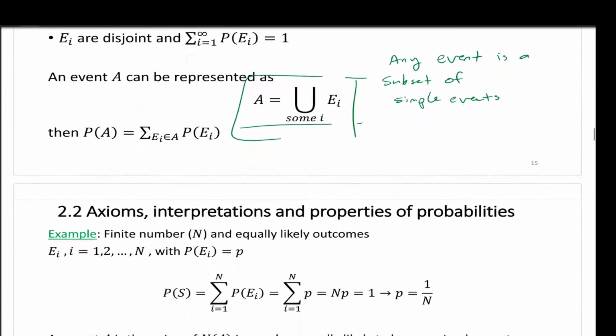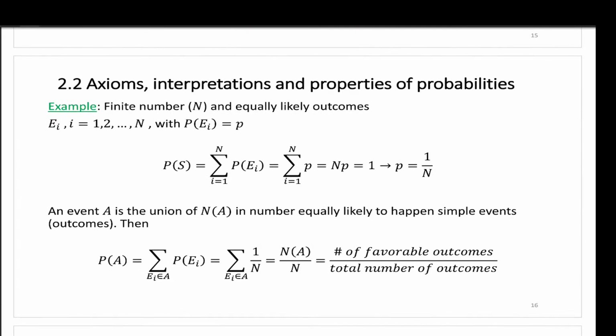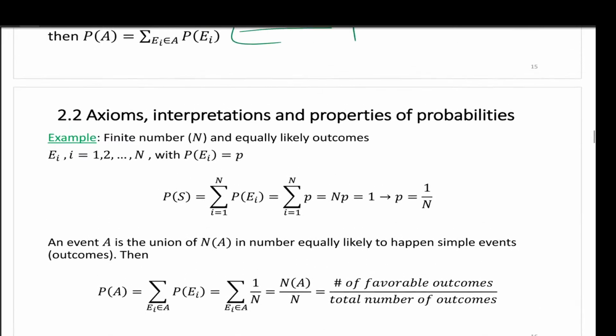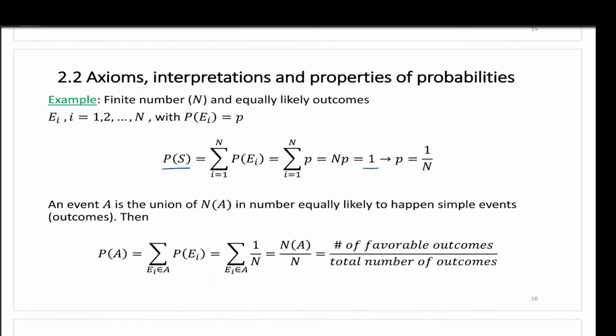Well, now we can determine probability if they are all equally likely, kind of like the faces of a die or sides of a coin, etc. So let's say we have a finite number of equally likely outcomes. Then the probability of the sample space we know is 1. So probability of S equals 1. Well, probability of S then is the union of the individual events, which we can add this way right here. So we can just add, and each of the probabilities is equal to P.